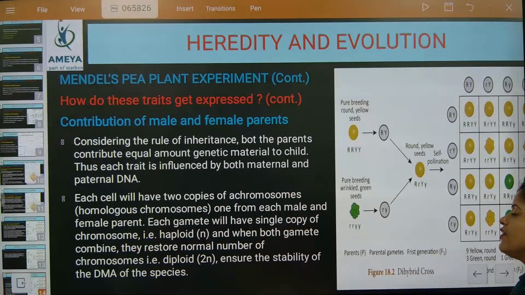Each cell will have two copies of chromosomes. Note down, this is called homologous chromosomes, coming from the father's side and the mother's side.